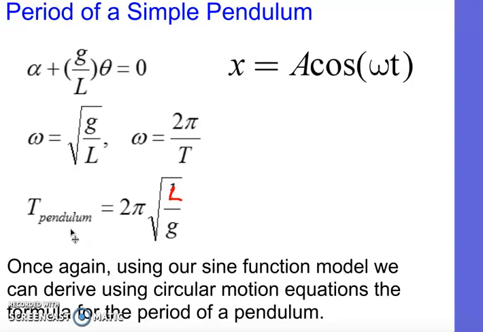This is given on the AP exam. You do not need to memorize it. And this is what we're going to use in learning activity number 2. We're going to verify this relationship and make sure that only the length of the string and the acceleration due to gravity impact the period of a pendulum.